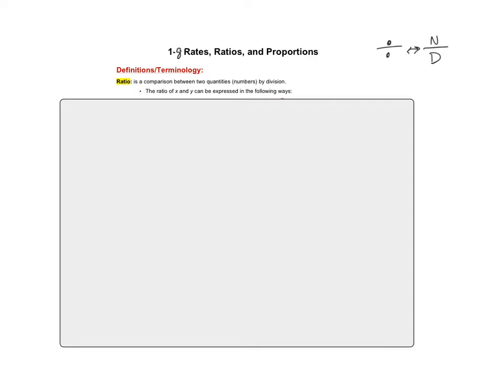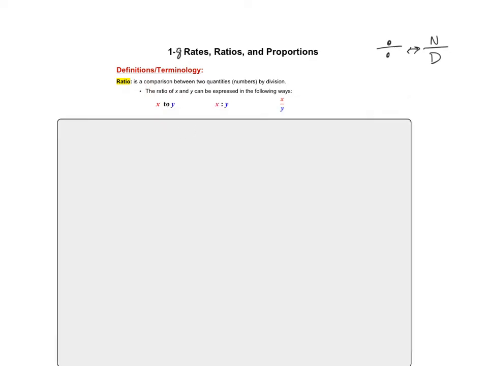So if I was to talk about the ratio of x and y, you can say that x is related to y, x to y, or x over y. These are all the three different ways that you can express ratios.